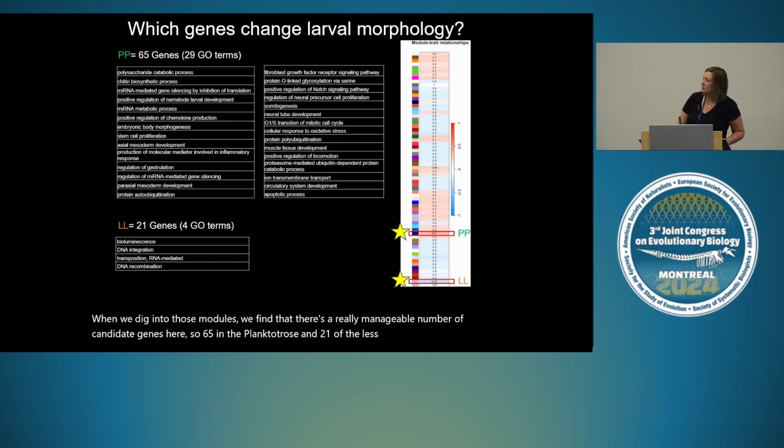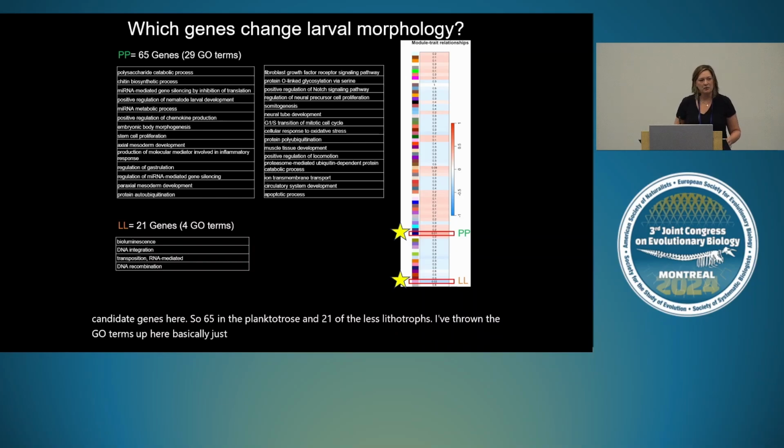I've thrown the GO terms up here basically just for our amusement. GO terms, especially in the Spiralia, can be somewhat useful. For example, the top one under lecithotrophs is bioluminescence, but they don't do that. So we have to dig in and figure out what these genes are actually doing in our system. But some of them are incredibly helpful and we already know are important.